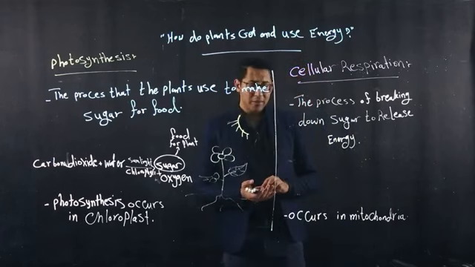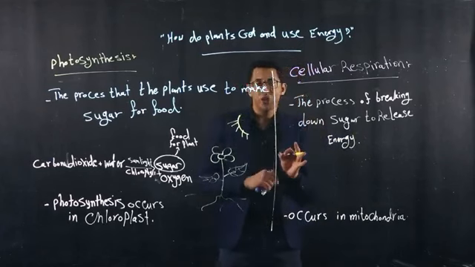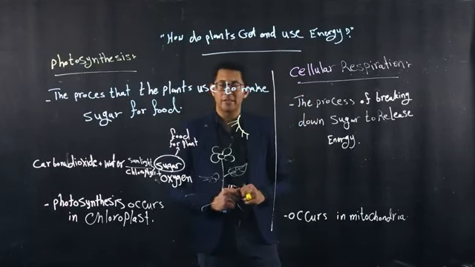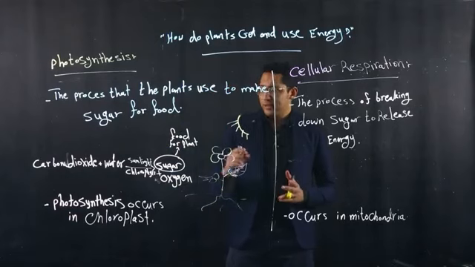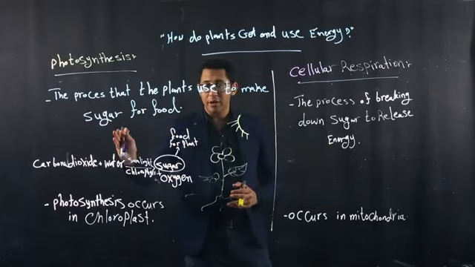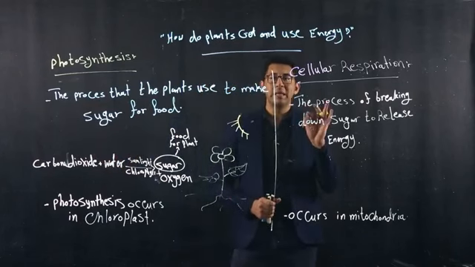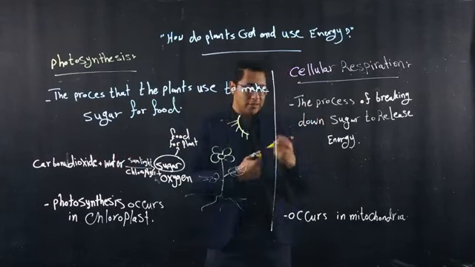How do plants break sugar to release energy? Exactly, cellular respiration is the opposite of photosynthesis. What does that mean? So, it means that oxygen plus sugar will give us water and carbon dioxide. Exactly. Cellular respiration is completely the opposite of photosynthesis.